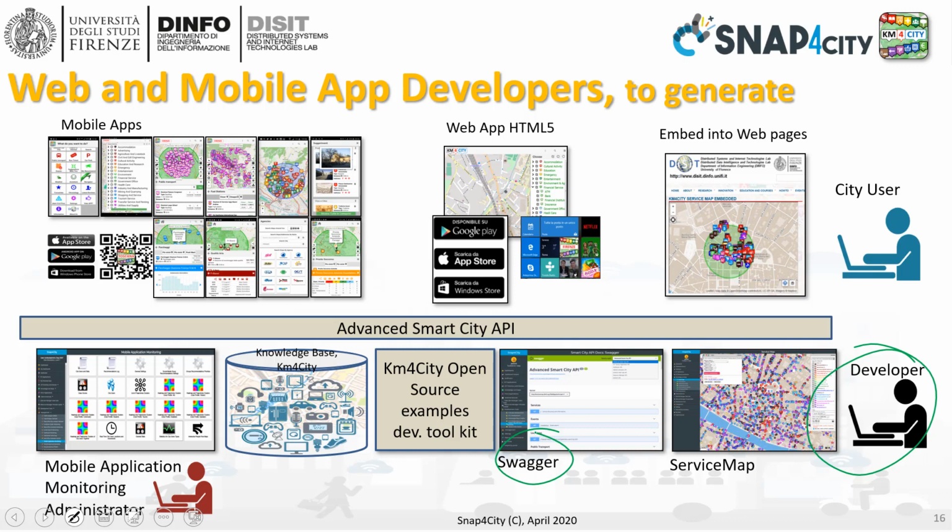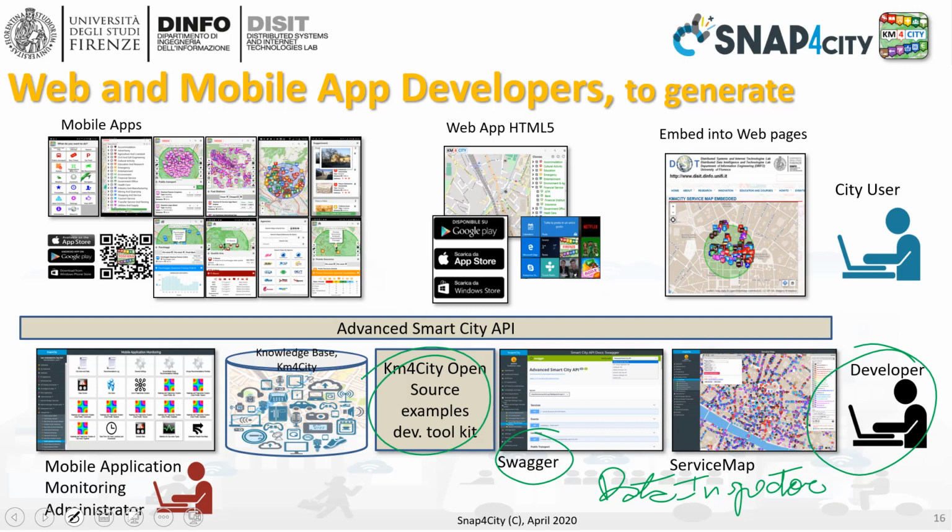He or she can also use the data inspector, which is not reported here, but is very useful also for developers. The developer can use the open source development toolkit for developing web and mobile apps. There are two versions. One is called KM4City Development Toolkit, another Snap4City Development Toolkit, and they are more or less similar.